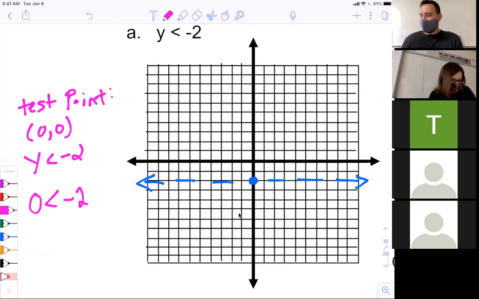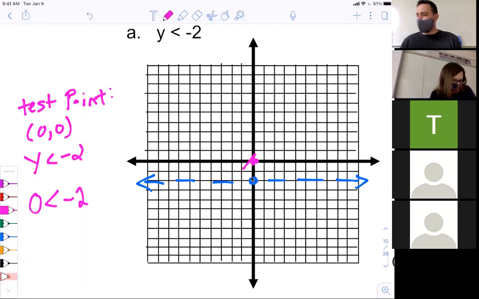Chase, is that true? Is this point true? Is 0 less than -2? TJ, is 0 less than -2? No. No, it's not. It's not less than -2.